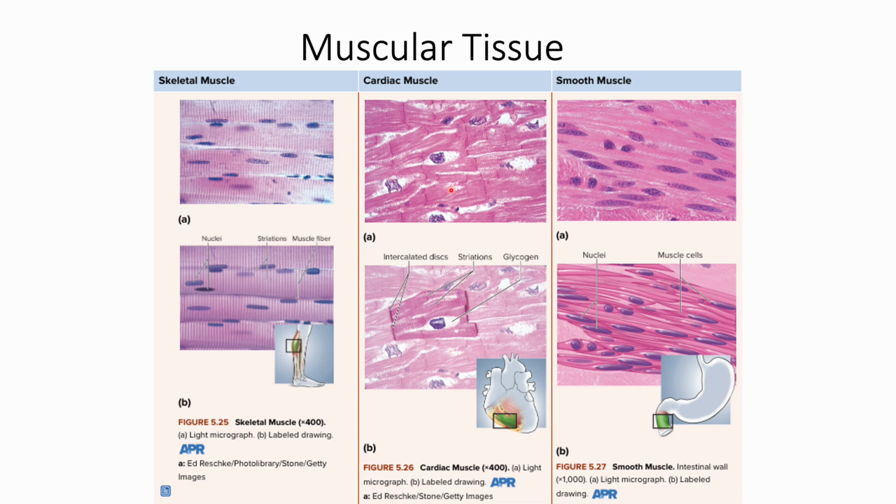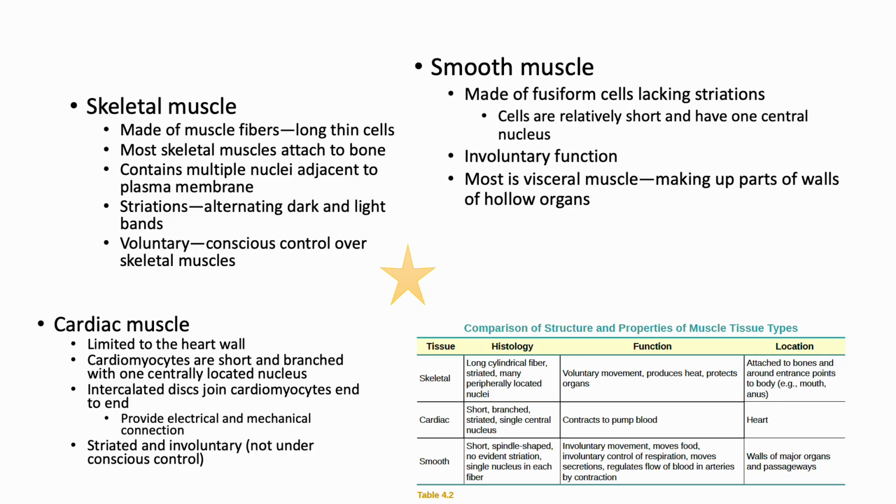Next, we have cardiac muscle. What do we see? We see branched cells. We see one nucleus surrounded by lightly staining glycogen, and between each cardiac muscle cell, we see these intercalated discs, only found in cardiac muscle. And then we have smooth muscle. What do we see? Also just a central nucleus, and we have a fusiform or spindle shaped cell. All right, let's now take a look at words.